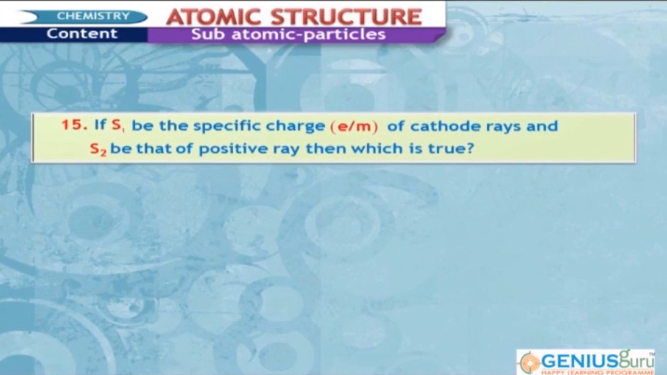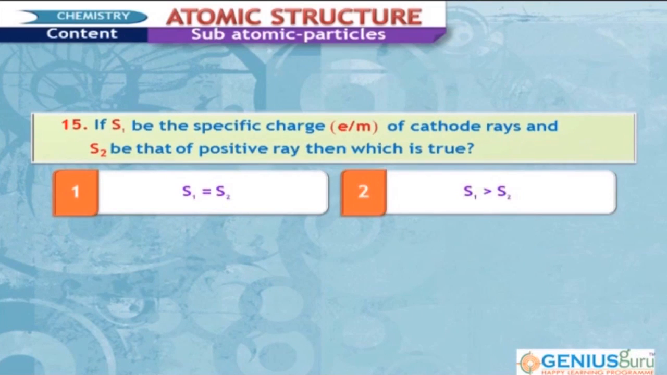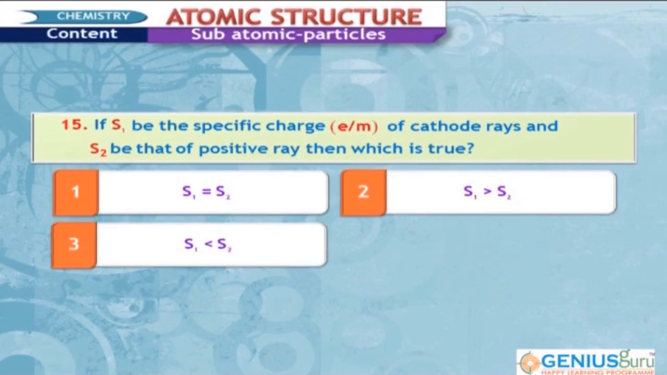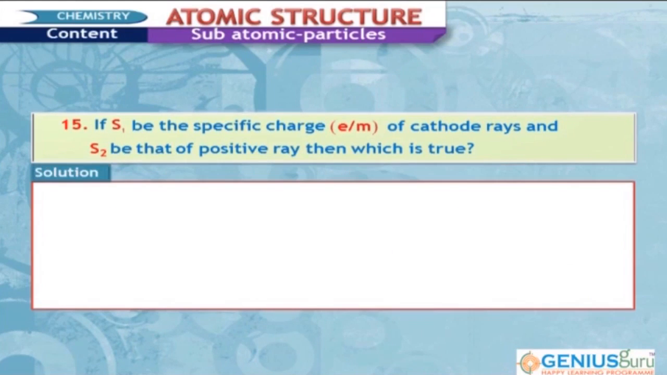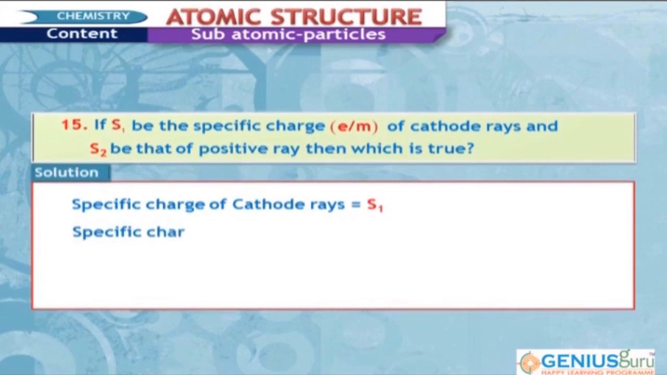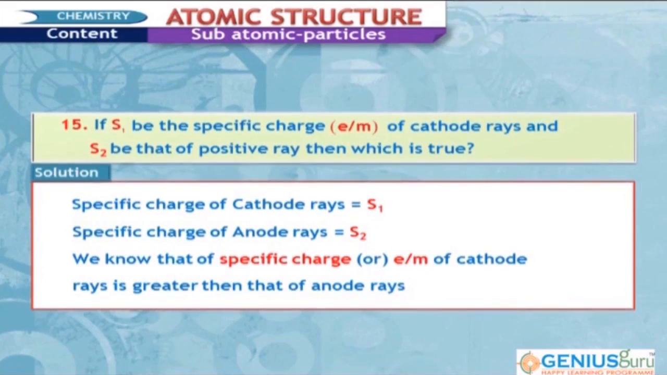Here are the options. The first one is, S1 is equal to S2. Second one is, S1 greater than S2. Third one is, S1 less than S2. And the fourth one is, either of these. Given the specific charge of the cathode rays is equal to S1 and the specific charge of anode rays is equal to S2, we know that the specific charge or e/m of cathode rays is greater than that of the anode rays.